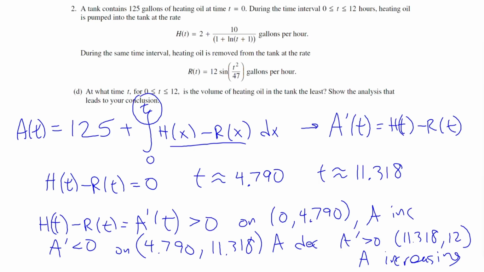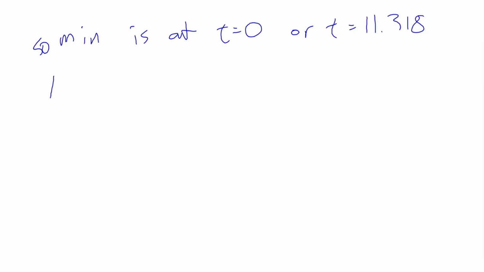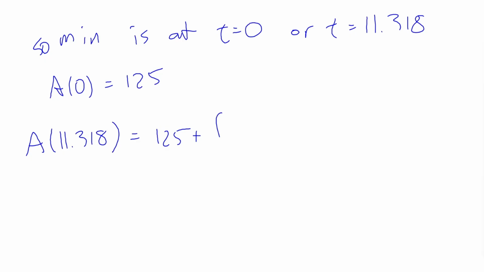And that tells us that our minimum can only occur at 0 or 11.318. So we'll say, so min is at t equals 0 or t equals 11.318. Well, a of 0 we already knew was 125. So now we just find a of 11.318, which is 125 plus the integral from 0 to 11.318 of h of t minus r of t.